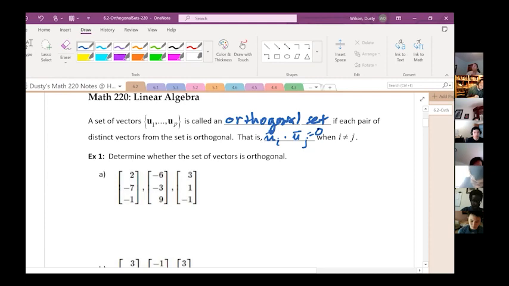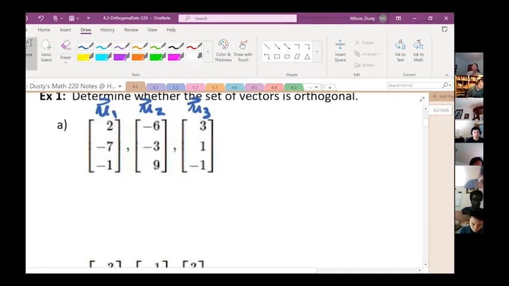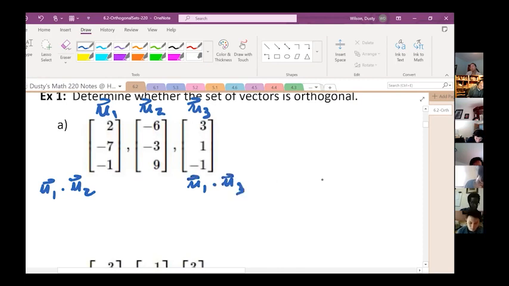So if I want to determine whether these three vectors are orthogonal, we can call the first one u1, the second one u2, and the third one u3. And so what this theorem is telling us is that we need to look at u1.u2. We need to look at u1.u3. And we need to look at u2.u3.